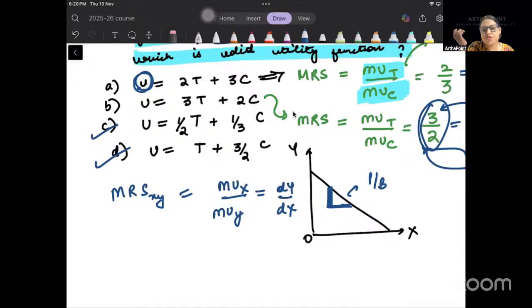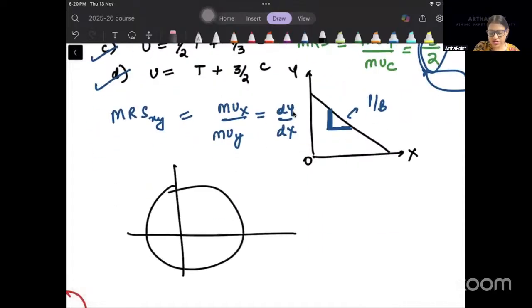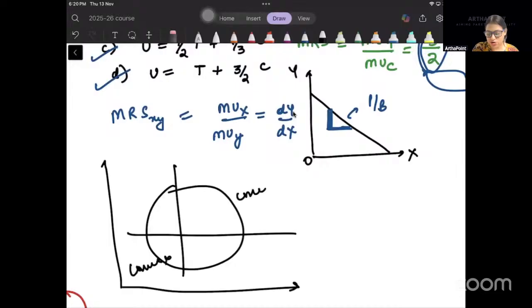Give an equation of circle. Circle is neither concave nor convex. Different parts of the circle will mean different things. So if this is my indifference curve, it has both convex and concave parts to it. Okay, so you will check option C also.